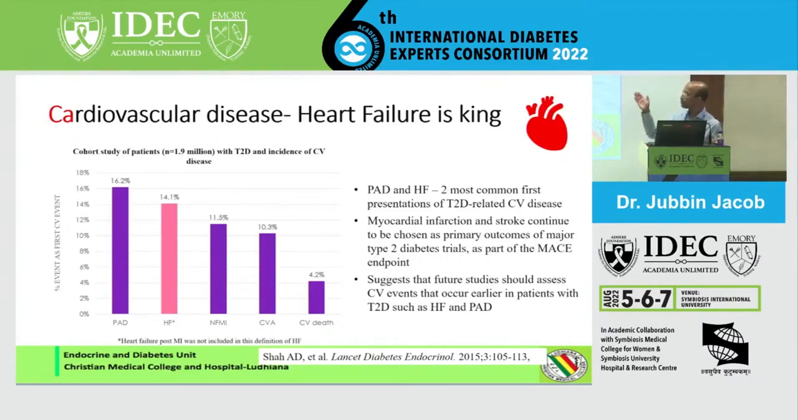So the commonest presentation was not an MI or a CVA, it was actually hospitalization for heart failure, for cardiovascular disease. I think the FDA for many years has concentrated on MACE outcomes: heart failure, CVA, non-fatal MI, and cardiac death. But we now realize that heart failure is much more common as a presentation, and this is one reason why heart failure is king.